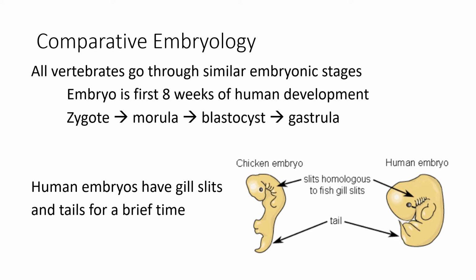Now, one of the things that's interesting is that even human embryos or chicken embryos have gill slits during this early embryonic stage. Fish have gill slits as adults, but during embryonic development, humans and chickens have gill slits too. So it just shows that we're closely related and we share some of those same genes.